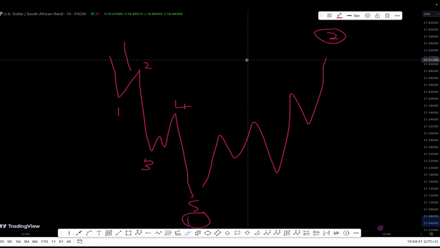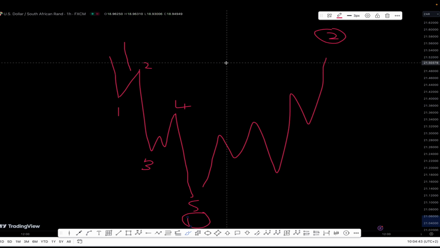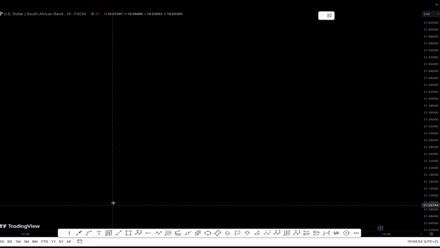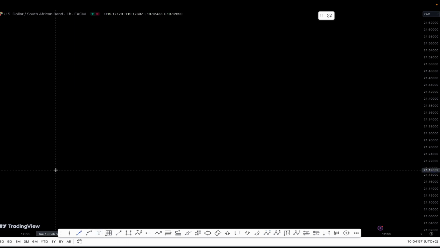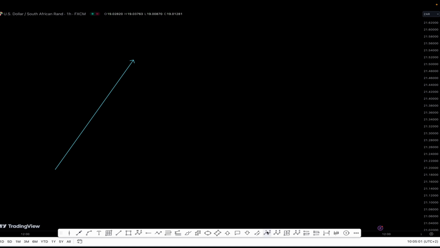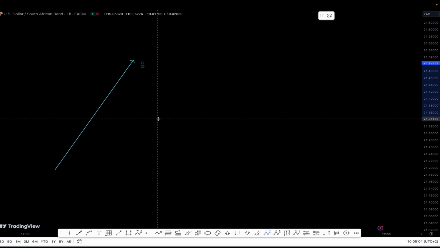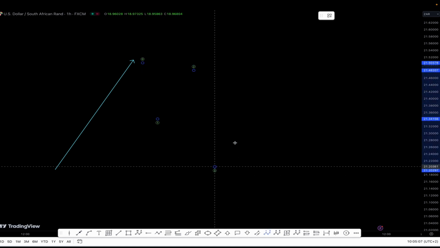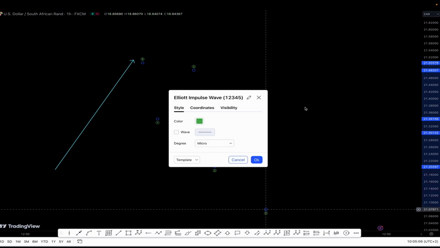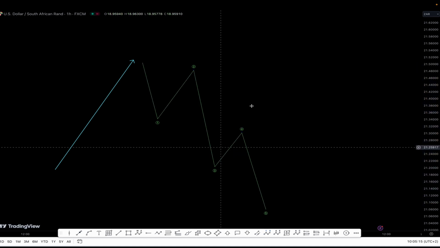Let me just make it clear for you guys so that you can understand what I mean around this thing. It will be, let's say maybe we are in a bullish trend here. This is your bullish trend. We have something like this, 1, a 2, 3, a 4, and a 5. This will be your structure.